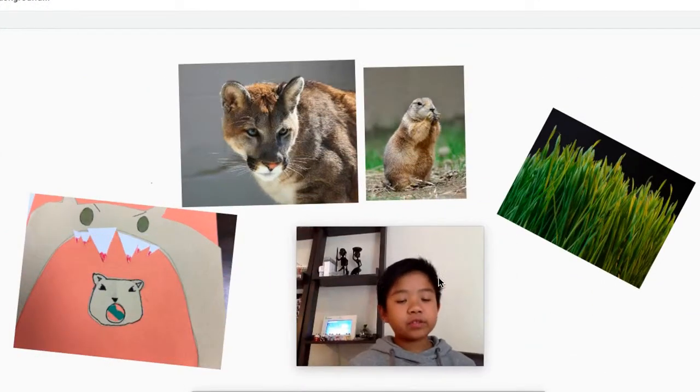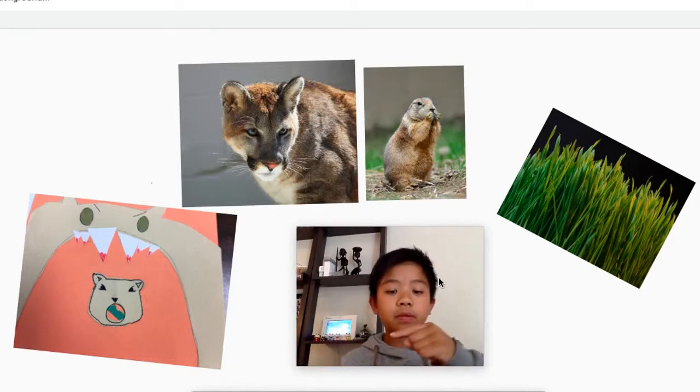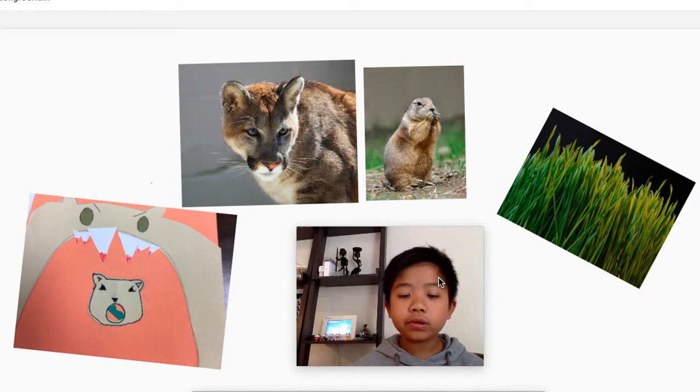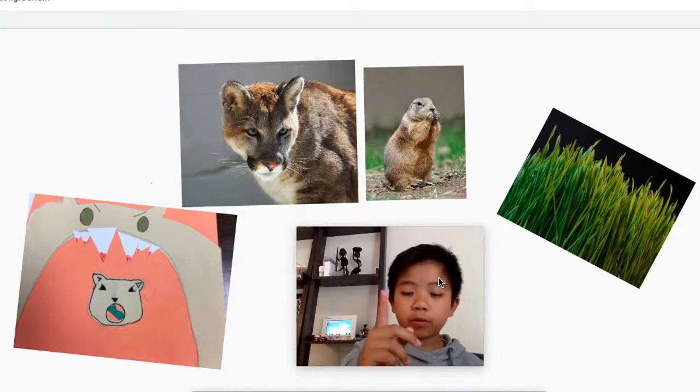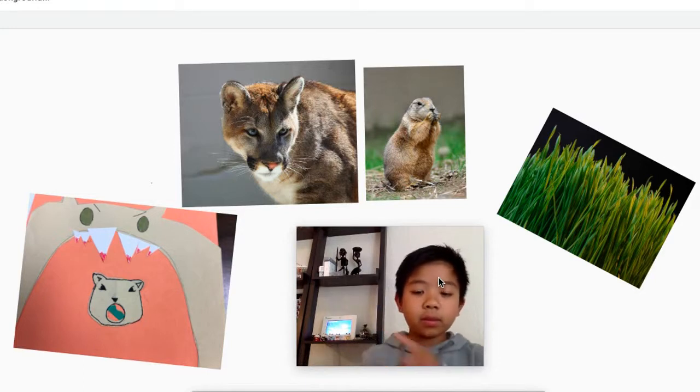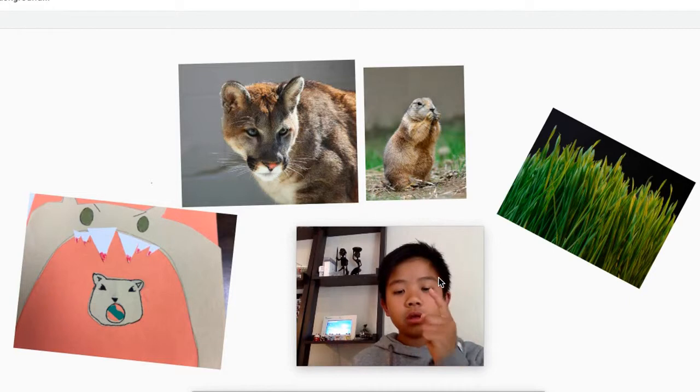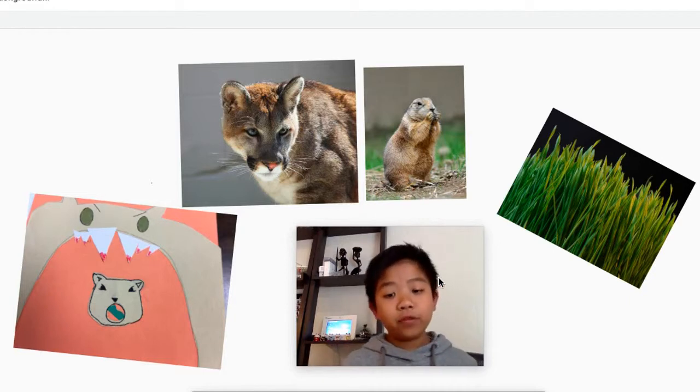This is a food chain from Bryce Canyon. Over here is a food chain of the thing I made at school. First, the prairie dog eats the grass over here, and the mountain lion eats the prairie dog, and that's just a small food chain.